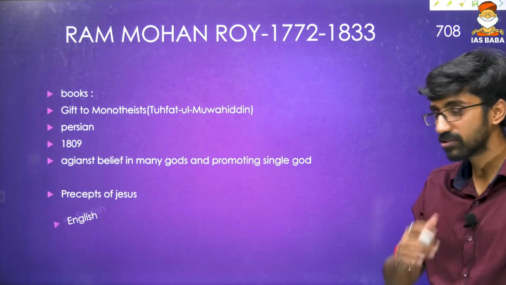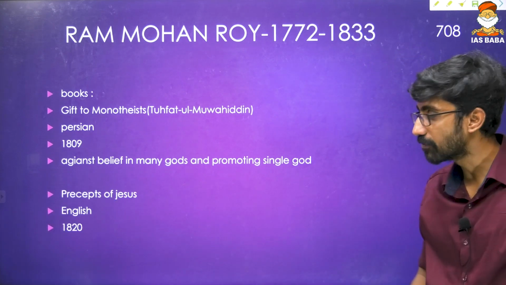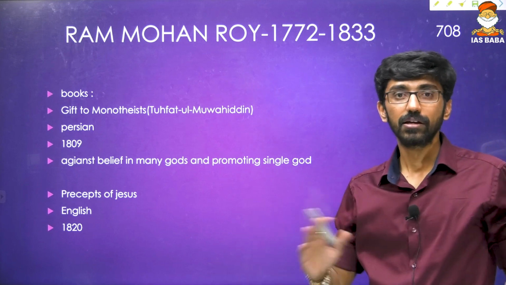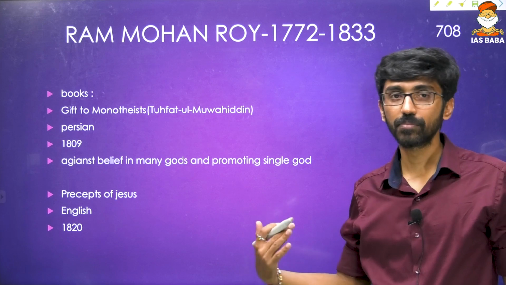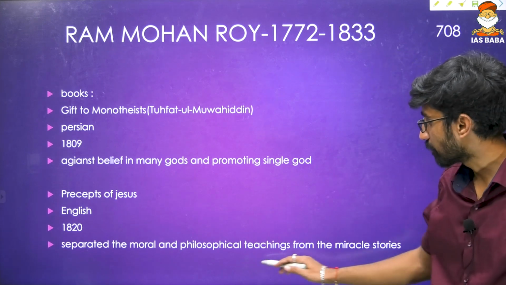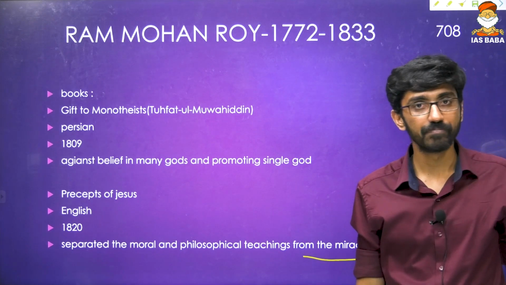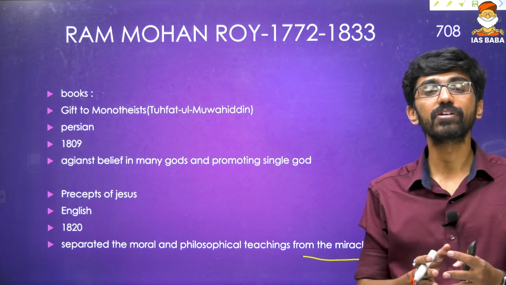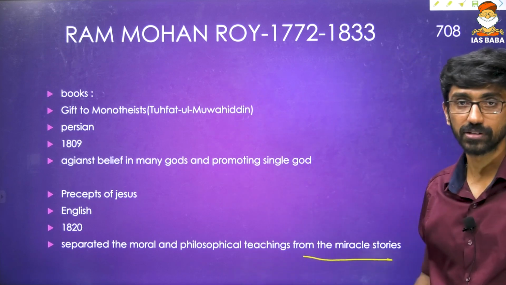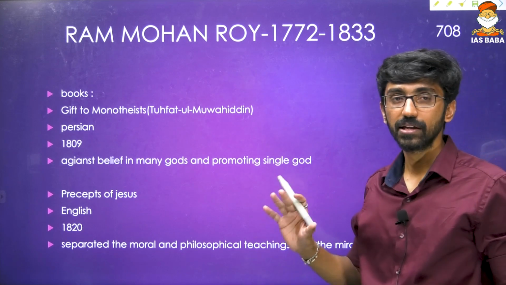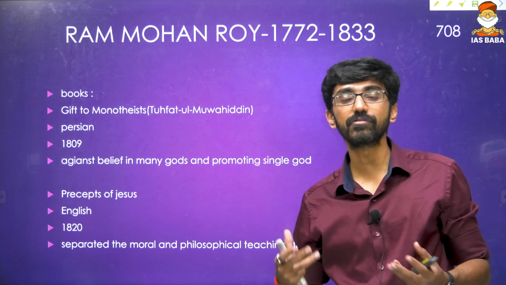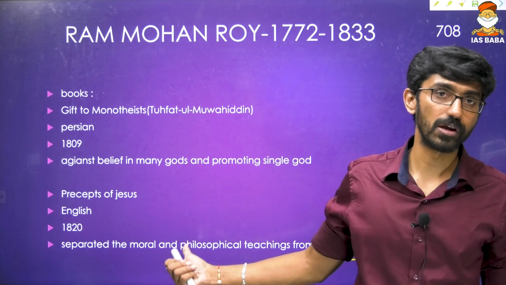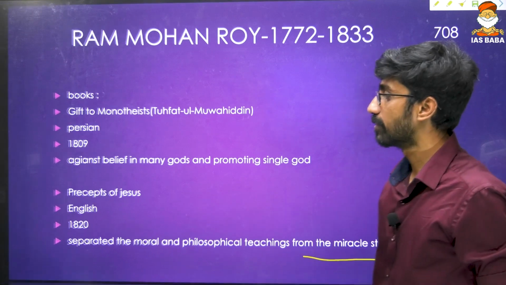Then again, The Precepts of Jesus, written in English in 1820. He separated the moral and philosophical teachings of Jesus from the miracle stories, because he believed only in the moral and philosophical teachings of Jesus, not in the miracle stories, such as Jesus coming back from the dead. He did not believe in that kind of irrationality, but rather in the moral and philosophical teachings, equality, everything that is propagated by Jesus, and that was there in The Precepts of Jesus.